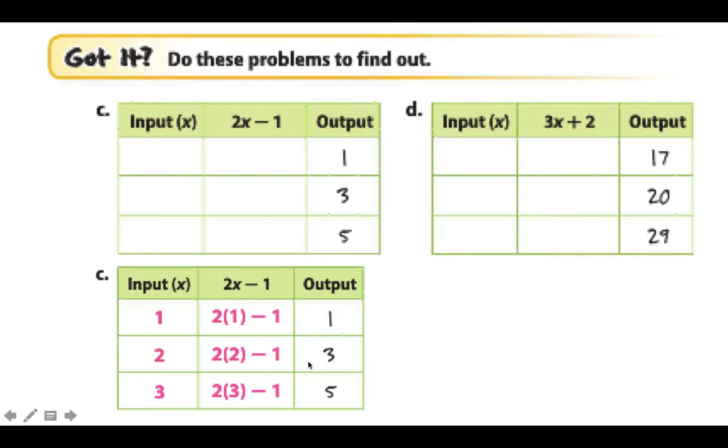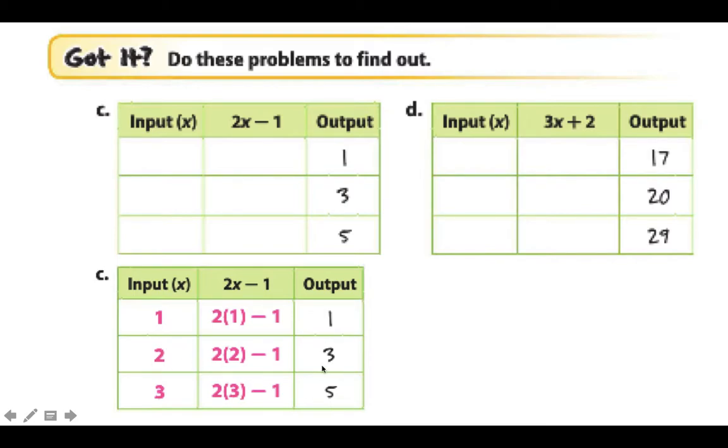So we're going to think the same way for the next one. So I need to get 3. So 2 times some number minus 1 needs to equal 3. Well, I know that 4 minus 1 equals 3. And if I need 4, that means I can multiply 2 times 2 to get it. So 2 times 2, which is 4, minus 1 equals 3. So my x value here is 2.